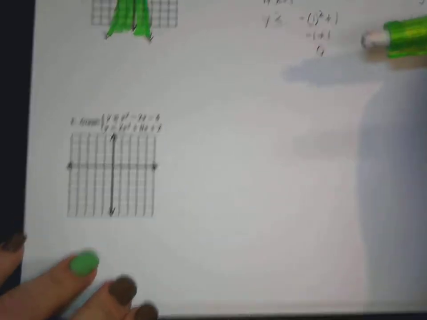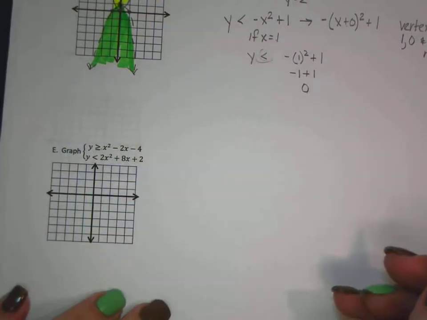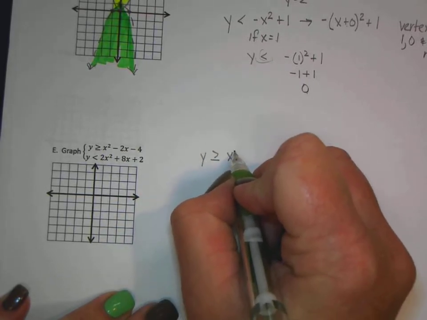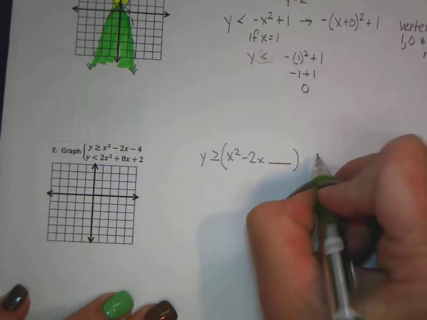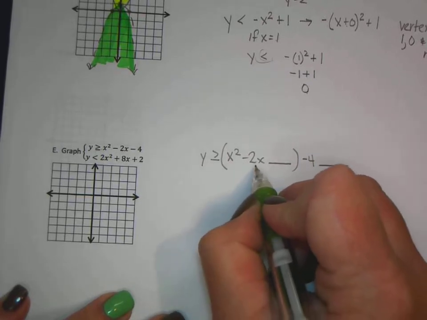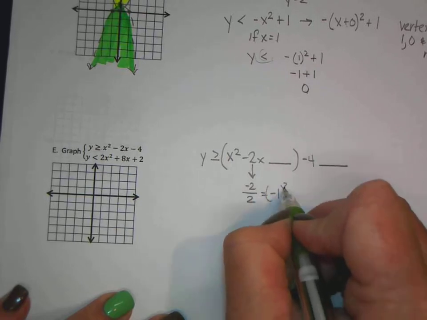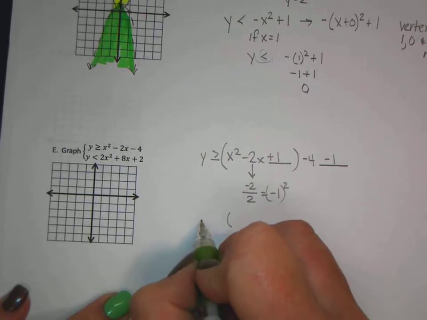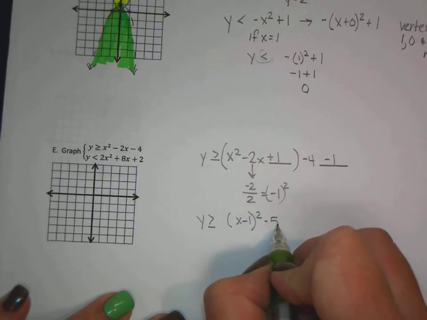All right, third one. We actually have all our pieces. So this one would be completing the square. Nothing to factor out in the beginning. So you're going to do y is greater than or equal to x squared minus 2x. Give yourself a space. Remember, that's going to be your perfect square trinomial. Minus 4 and give yourself a space. Bring down negative 2, divide it by 2, which is negative 1. Then you're going to square that, and you're going to add 1 here, and you're going to subtract 1 here. So this now becomes y is greater than or equal to (x minus 1) squared minus 5.